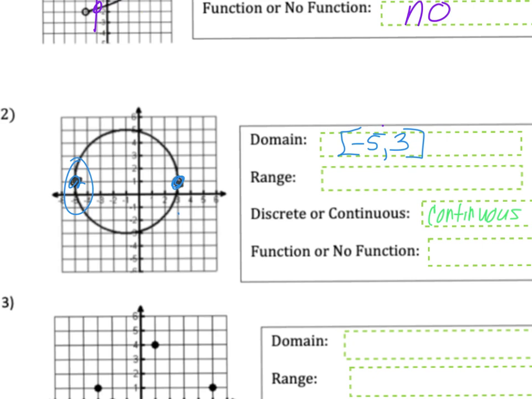Looking at the range, I need to look at the bottom of my graph and the top of my graph.